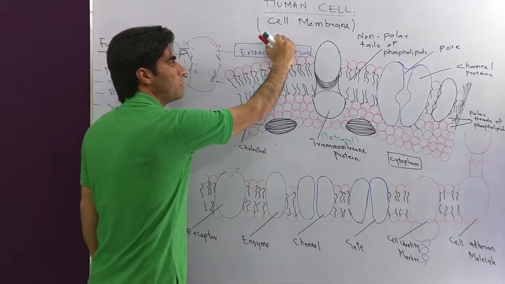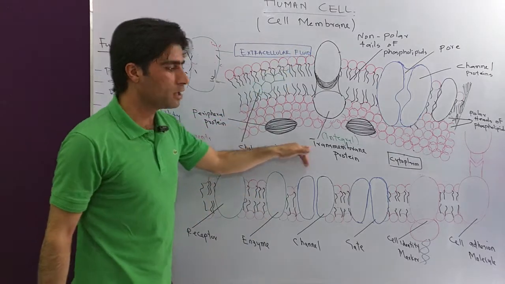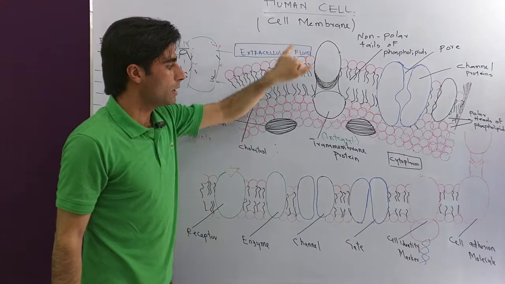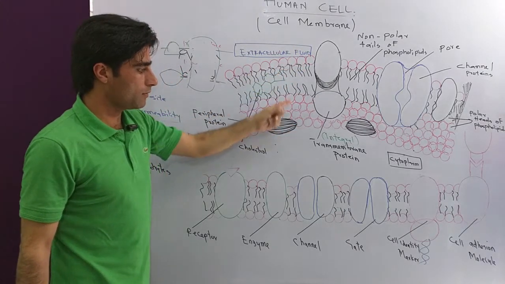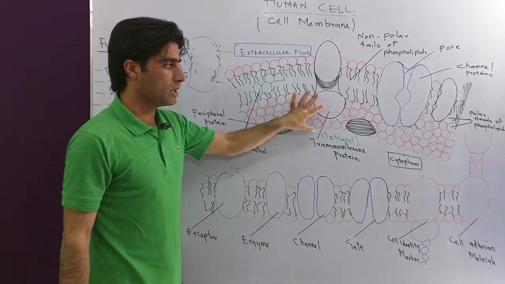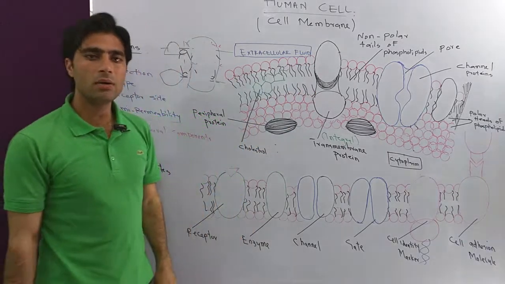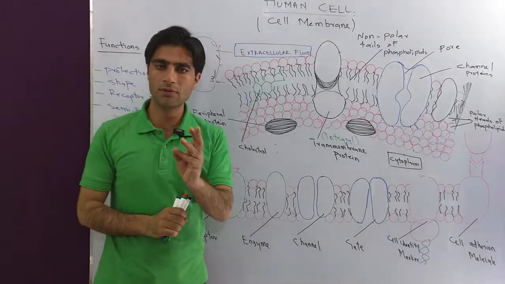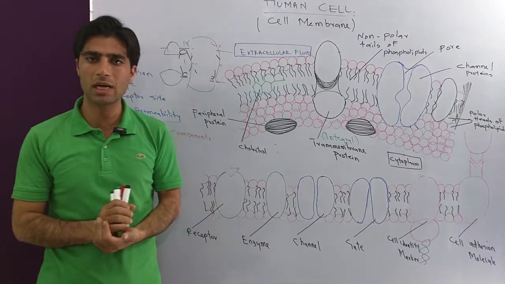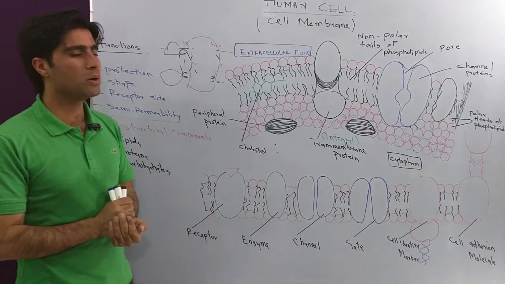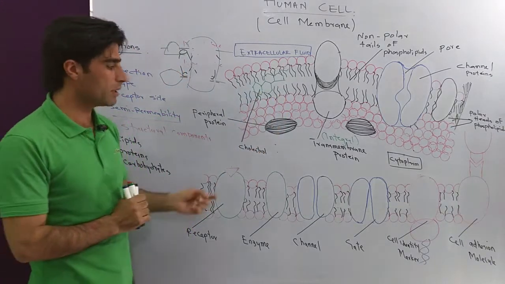This is the upper portion of the cell. This is the inner portion of the cell. This is the outer portion or extracellular fluid, or extracellular environment of this cell, and this is the intracellular environment of this cell. Now in the next video we'll be looking at different enzymes, different proteins and their functions which are embedded in this plasma membrane or cell membrane, which will be coming in my later video.